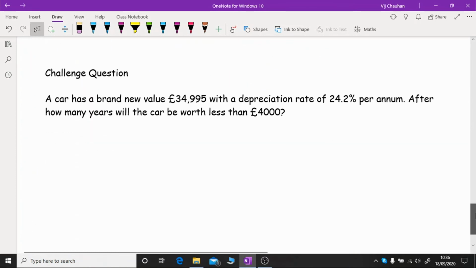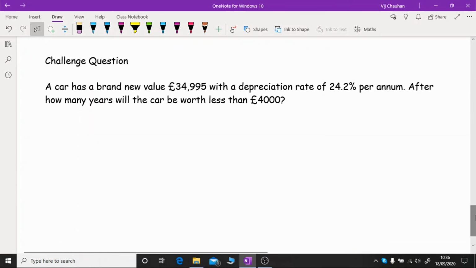Now for the challenge question, we've got a brand new car, its new value is £34,995, which depreciates at a rate of 24.2% per annum. After how many years would the car be worth less than £4,000?